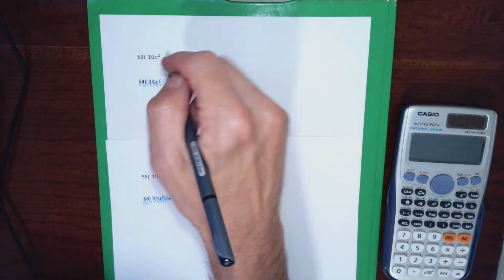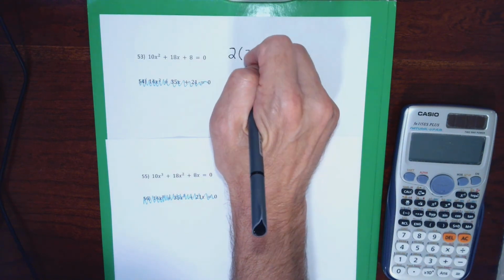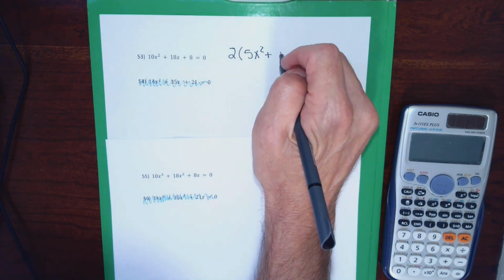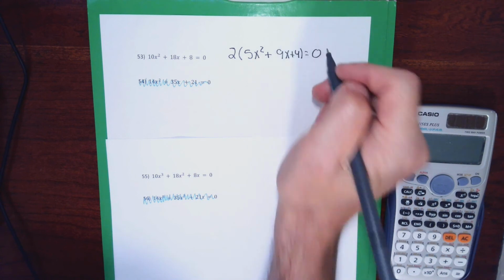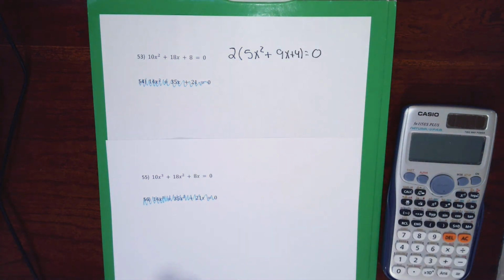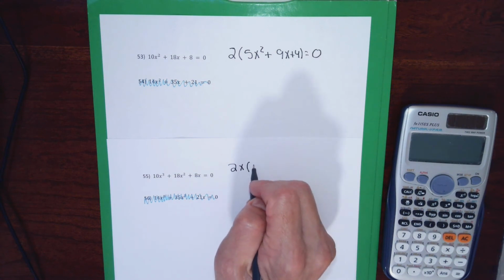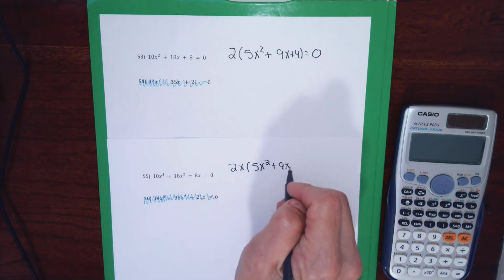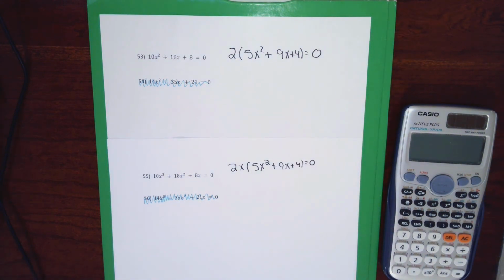In 53, I'm going to start out factoring out a common factor of a 2 and get 2 times 5x squared plus 9x plus 4 equals 0. I never do 2 problems simultaneously, but I never have 2 problems that are so similar that it would make sense. For 55, I'm going to factor out a 2x and be left with a 5x squared plus 9x plus 4 equals 0. They're essentially the same problem, so I can solve them back to back.